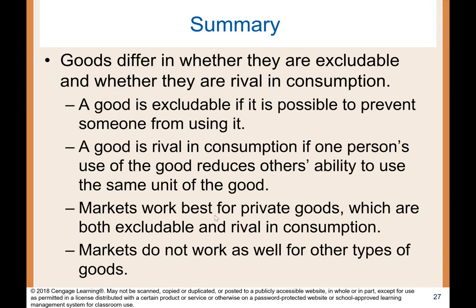Summary: goods differ in whether they are excludable and whether they are rival in consumption. A good is excludable if it is possible to prevent someone from using it. A good is rival in consumption if one person's use of the good reduces others' ability to use the same unit of the good. Markets work best for private goods, which are both excludable and rival in consumption. Markets do not work as well for other types of goods.